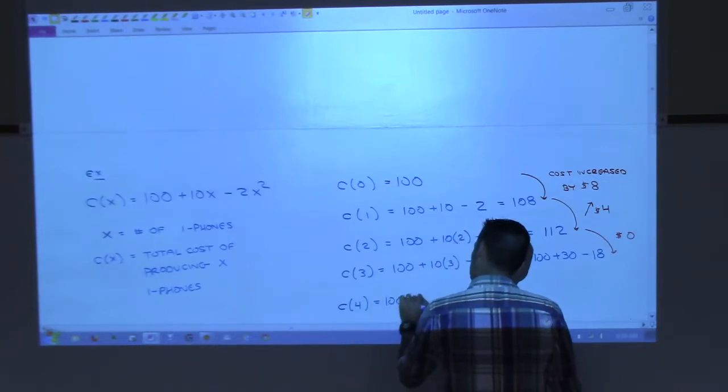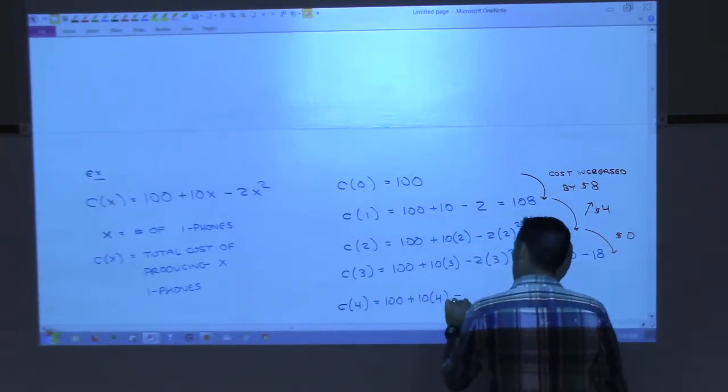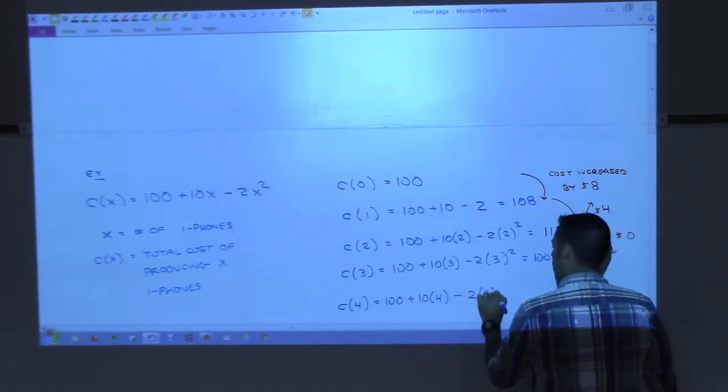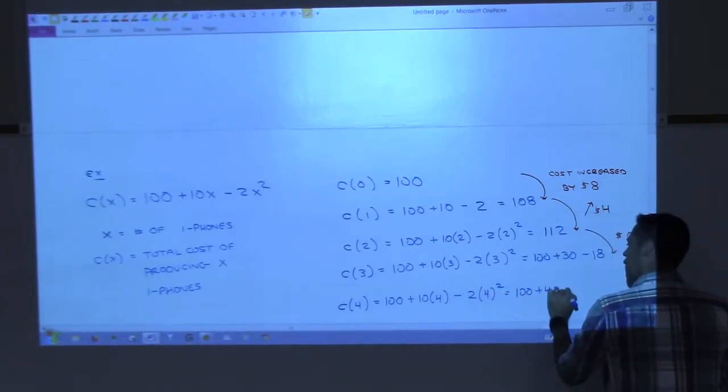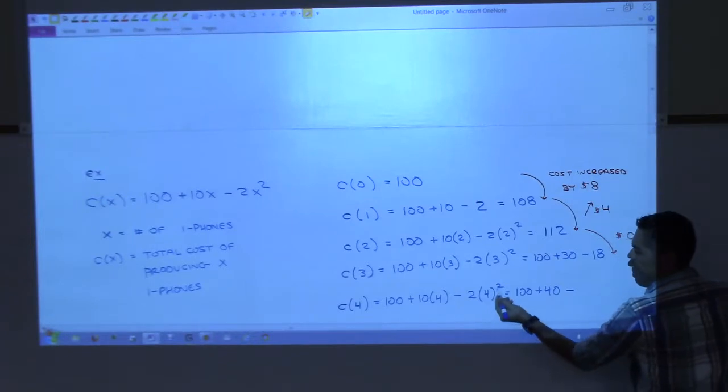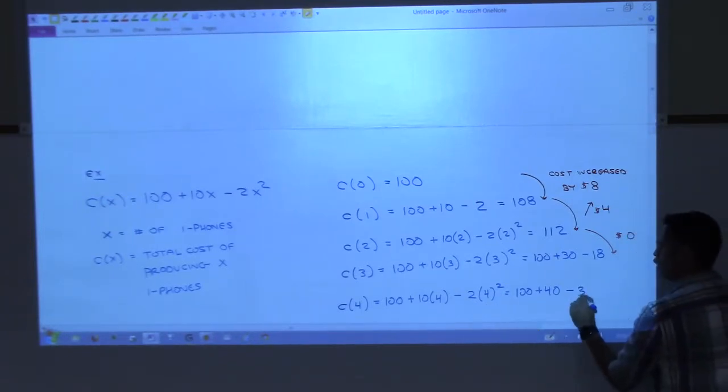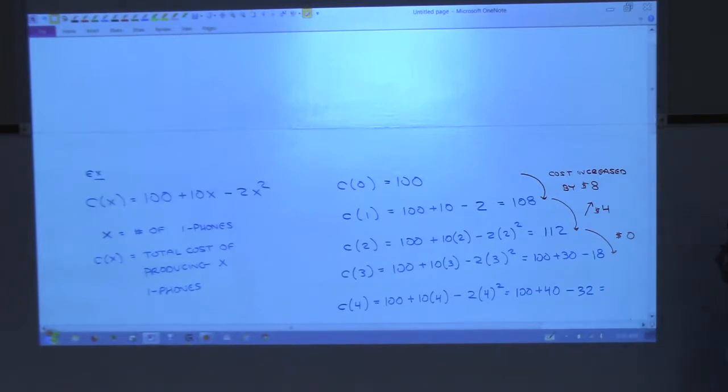100 plus 10 times 4 minus 2 times 4 squared, which equals 100 plus 40 minus, let's see, 4 squared is 16. 16 times 2 is 32. So where are we at here? What is it? 108.